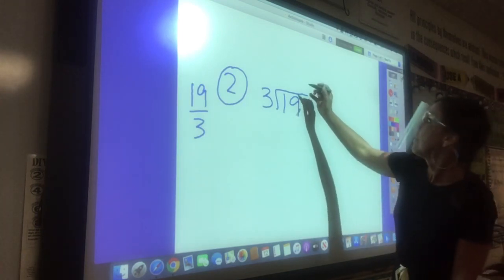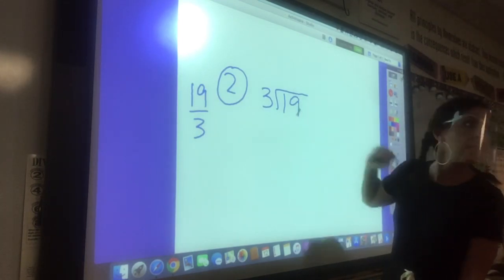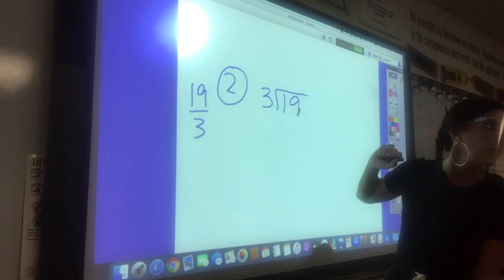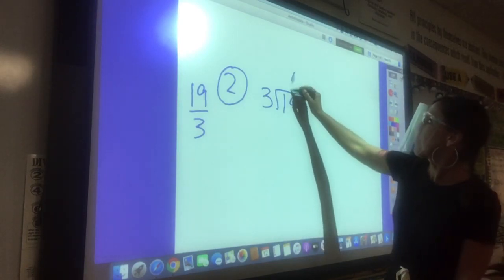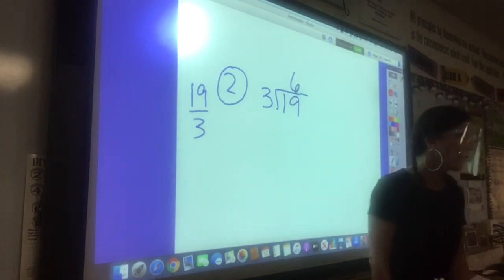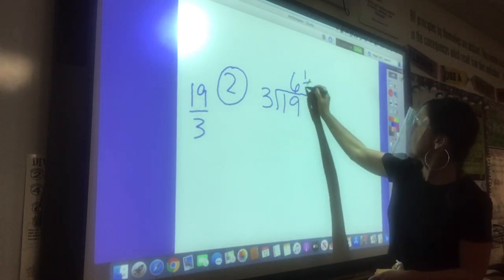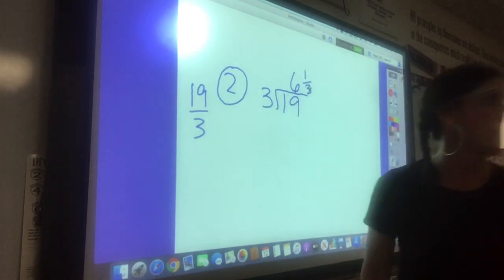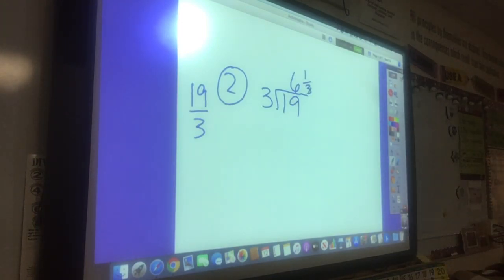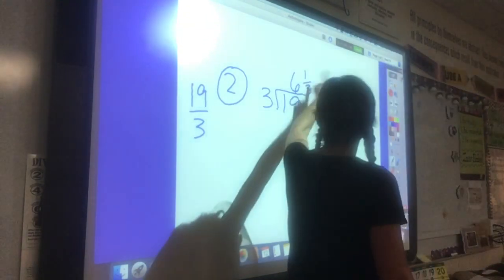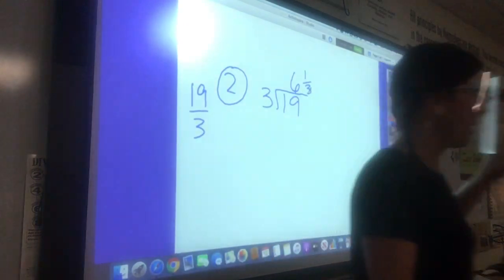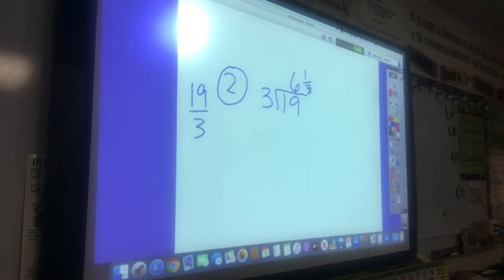Kira? Sorry. 3 times? No, wait. 6 times. Okay, and that's 18, so how much is left over? 1. So my 1 goes here, and my divisor goes underneath it, 6 and 1/3. Okay, same answer as the first time, totally different way to do it. So all you do is do the division, put the remainder on top, put the divisor on bottom, done. Unless it needs to be reduced, which it doesn't.